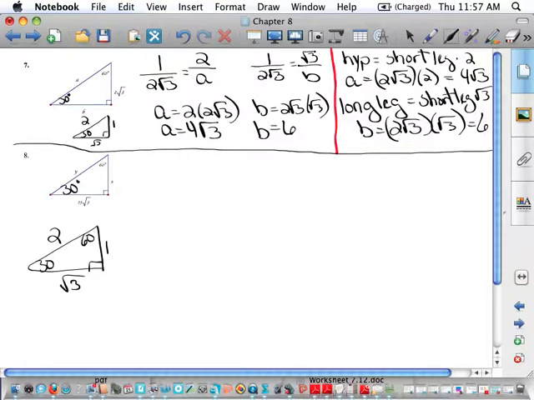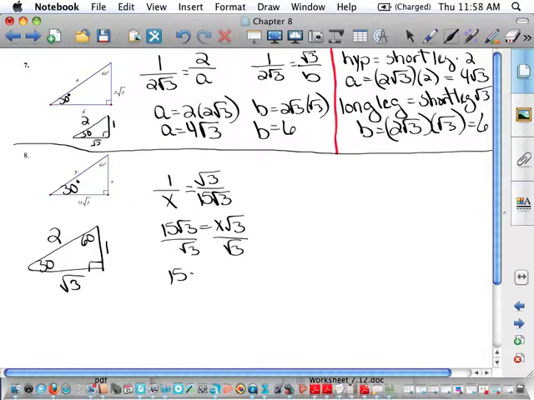triangle. So I have the short leg of my standard triangle is to the short leg of my example as the long leg of my standard triangle is to the long leg of my example. Now I can cross multiply and I will get 15 square root of 3 equals x times root 3. Divide by root 3 and you'll get that x is equal to 15.